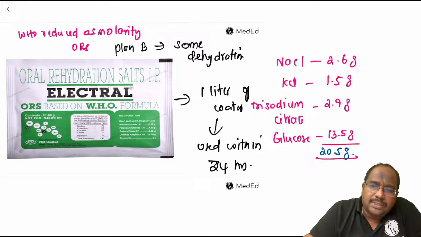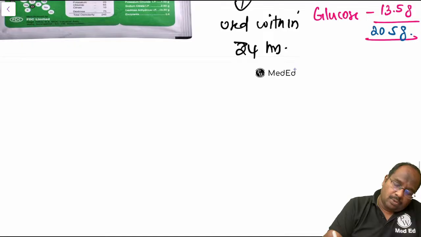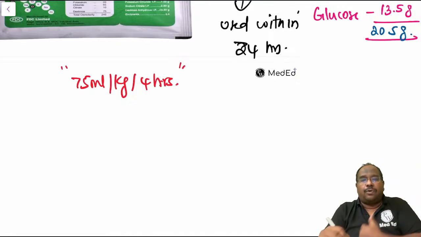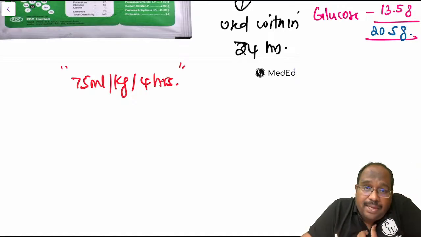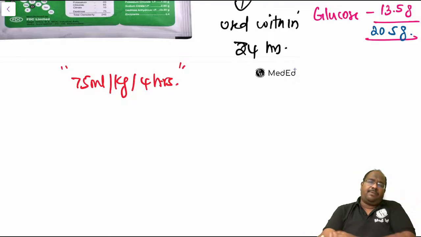So how much ORS are we supposed to give? This is a short note, guys. We have to provide 75 ml per kg per 4 hours, if you know the weight. After 4 hours you have to reassess the baby, guys.